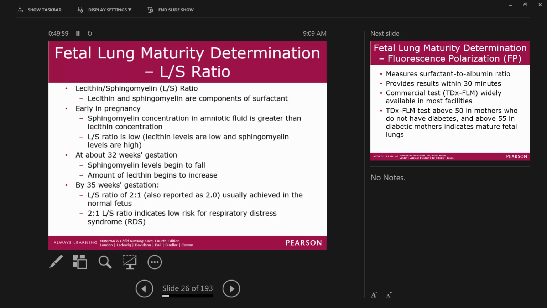And if we have an LS ratio that is 2 to 1, then we do not think this baby will have respiratory issues. And keep in mind, I said we do not think. So, you know, low risk for having respiratory problems if we deliver with an LS ratio of 2 to 1. This is the one I have the most experience with.